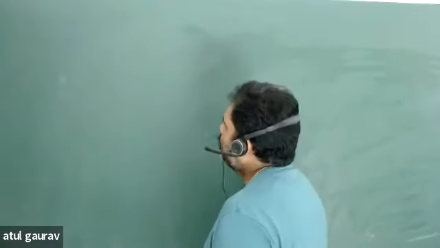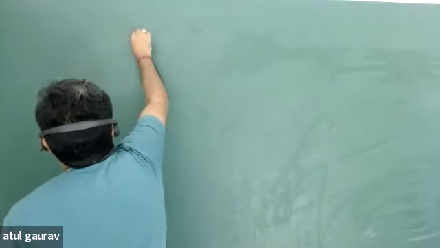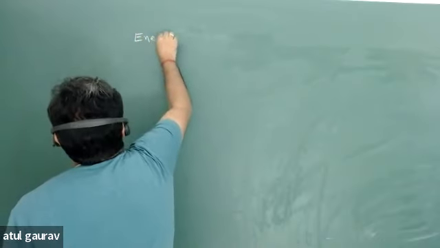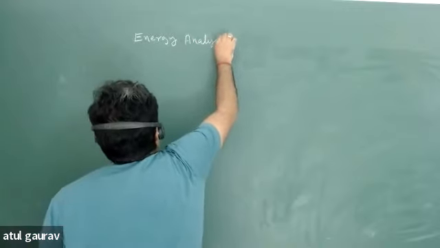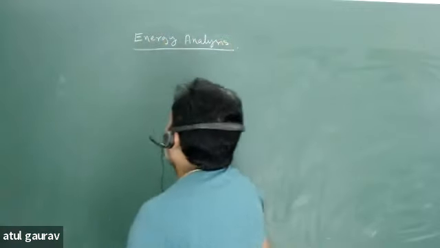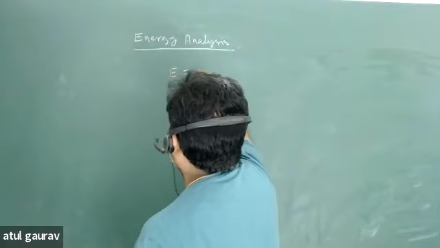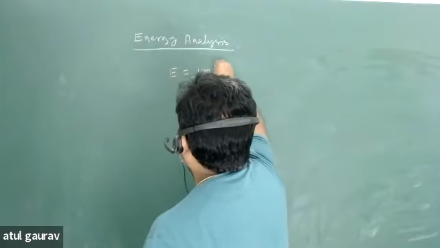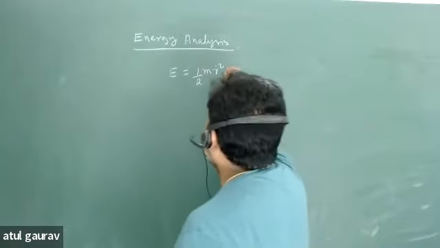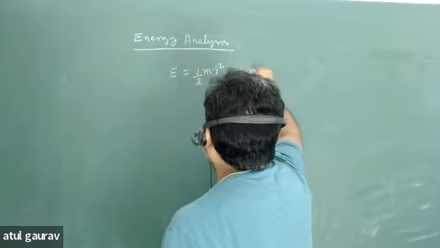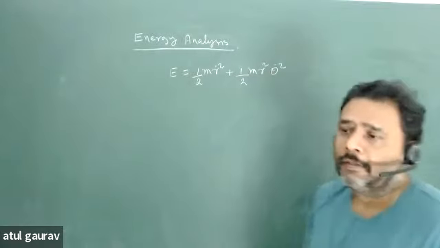Okay, so let's try to write the expression of energy. So let's go for energy analysis. What is energy? In two dimensions, we have energy E is equal to half m r dot square, which is nothing but the translational kinetic energy, plus half m r square theta dot square, which is nothing but the rotational kinetic energy.